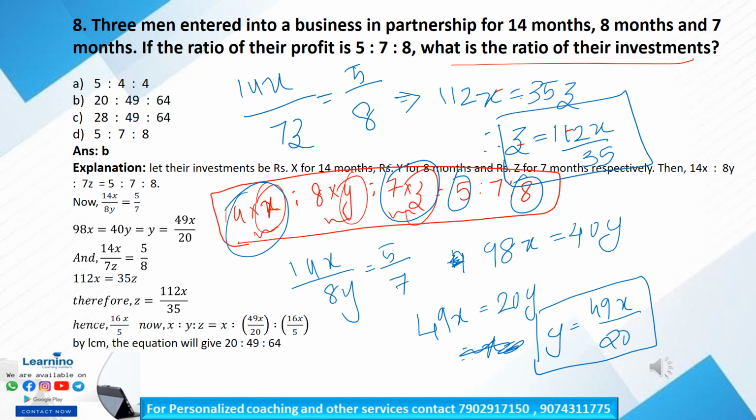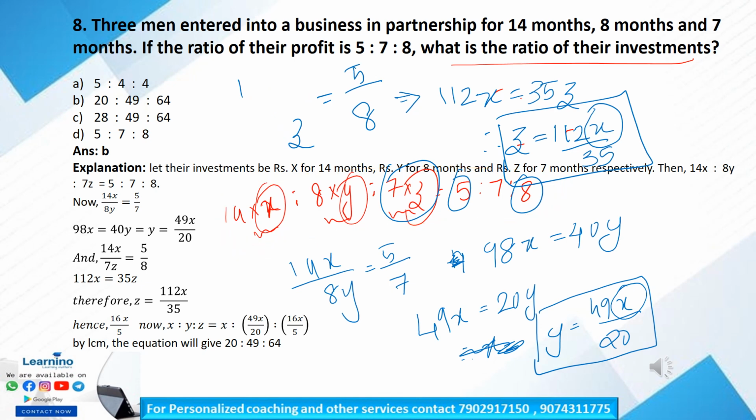See, the value of y is with respect to x here. The value of z also is with respect to x here. This is what I told: first we have to convert each term with respect to one term, that is either x or y or z. Here I have converted all y and z in terms of x. So what is our first term?